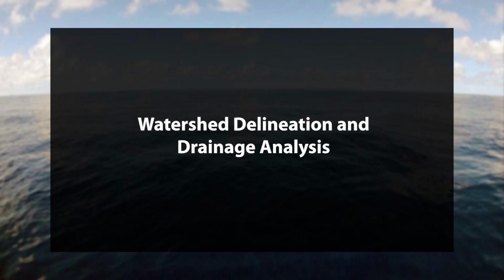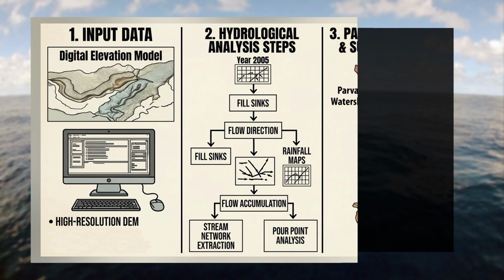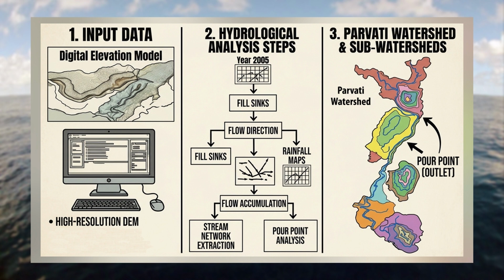First, watershed delineation and drainage analysis using digital elevation model based hydrological modeling for delineation of the Parvati watershed and its sub watersheds. The drainage extraction and stream ordering helped in identifying high energy streams. This aids in accurate watershed boundaries and identification of tributaries prone to flash floods.